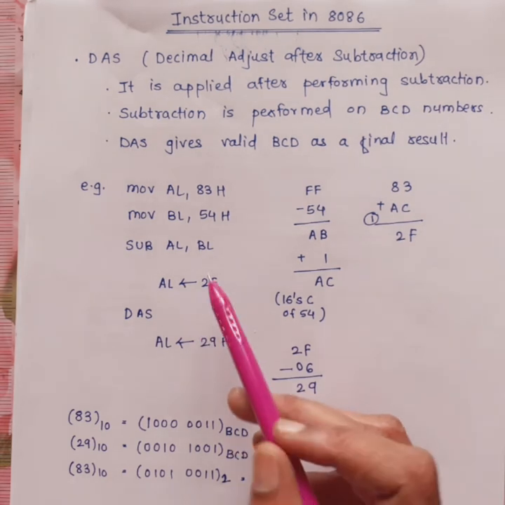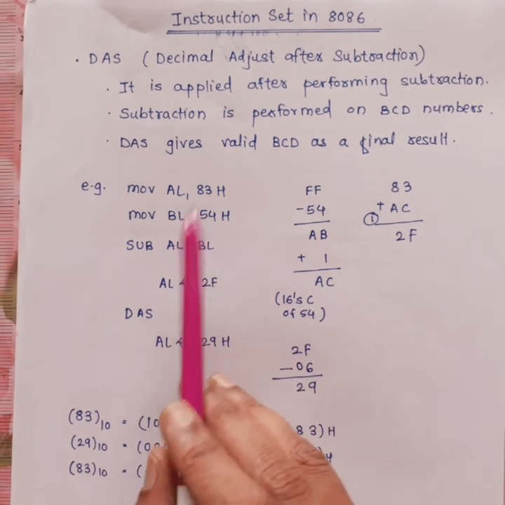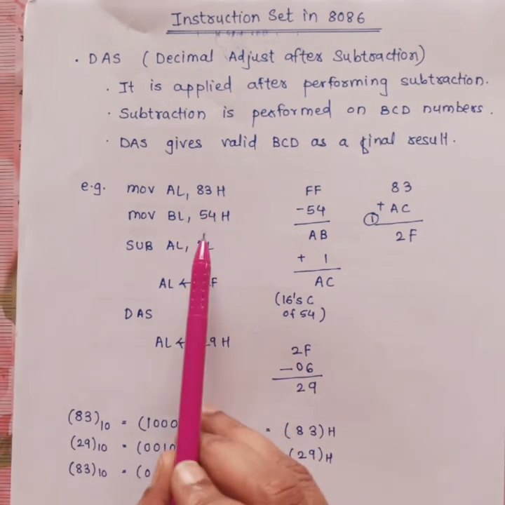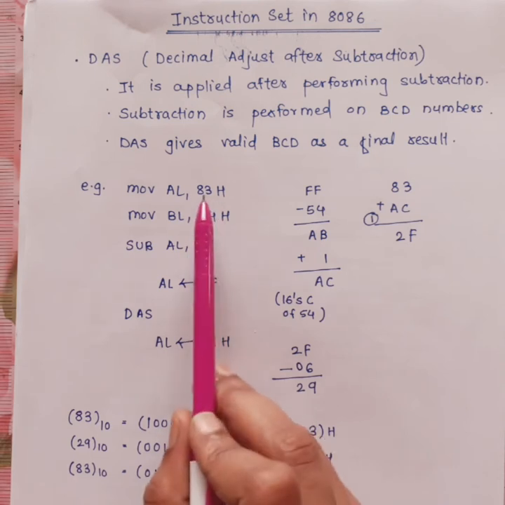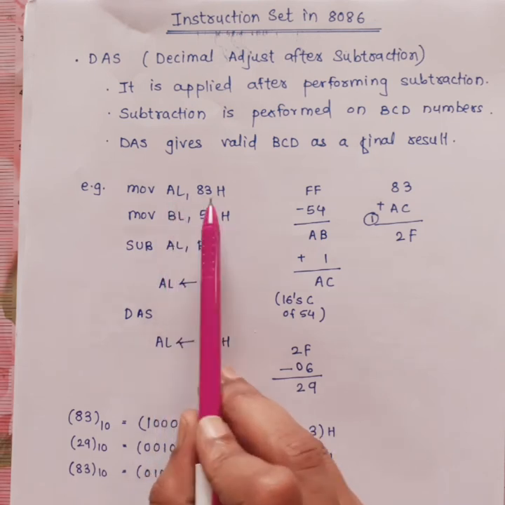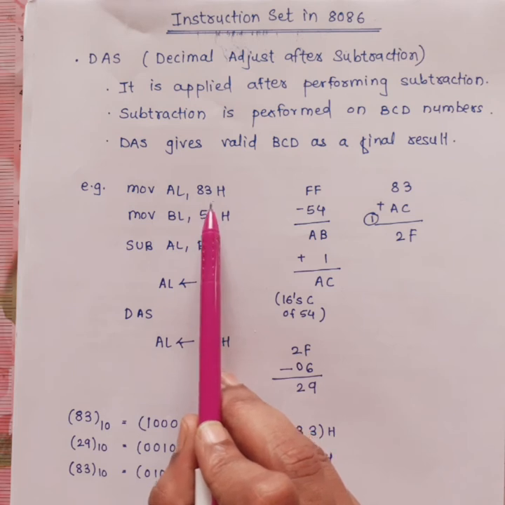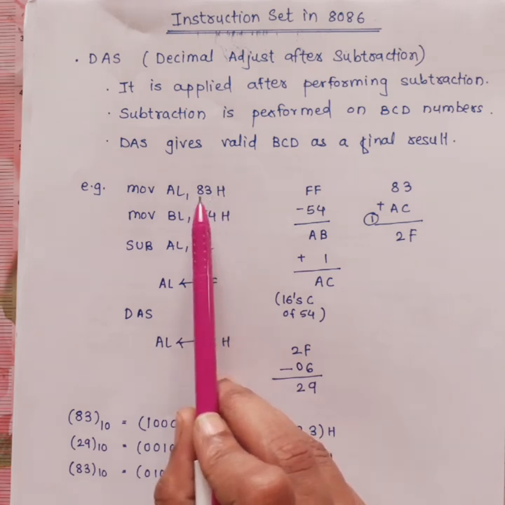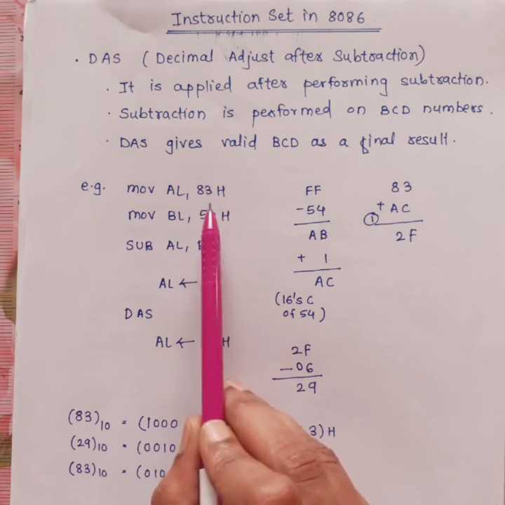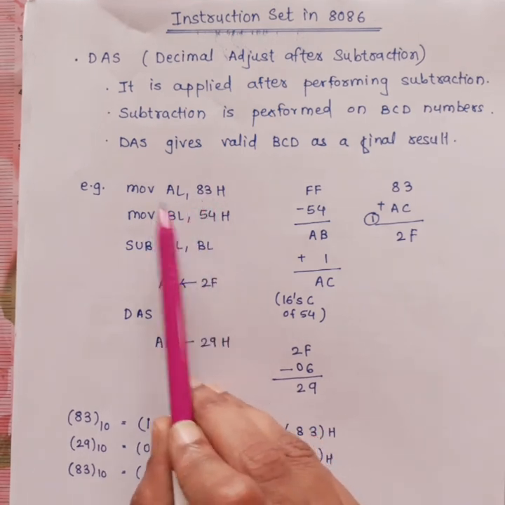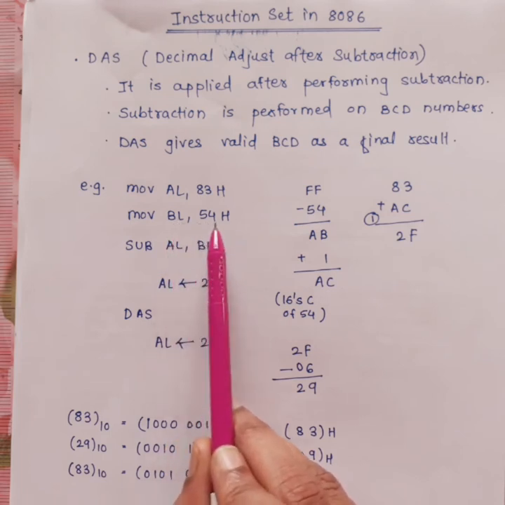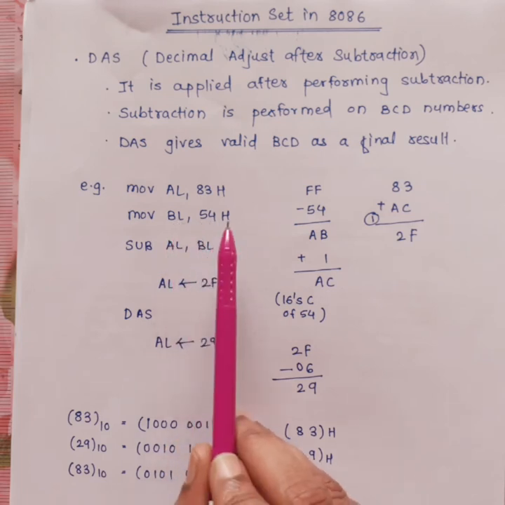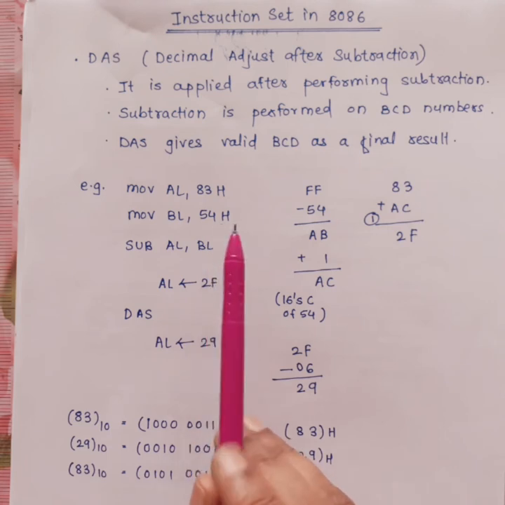So coming back to this example, where we are trying to perform the subtraction of 54 from 83. So 83 is moved to the AL register. Now 83 consists of digits which are in the range of 0 to 9. That's why it is a valid BCD. Then 54 is moved to the BL register. Again it is comprised of digits which are in the range of 0 to 9. That's why it is a valid BCD.